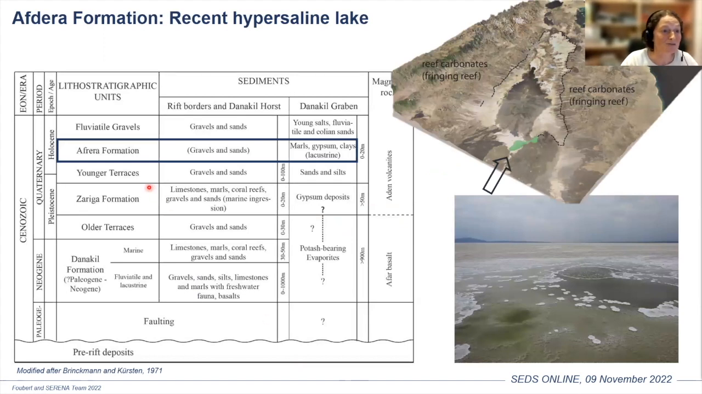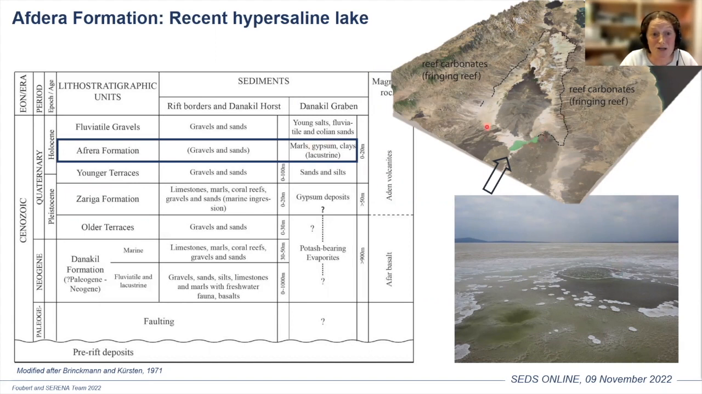I only talked for the moment about the Danakil Formation, the Dallol Formation, the evaporites in the central part of the basin. What about this very young Afdera Formation? What about the saline pan nowadays? So I have already shown you the halite-floored pan, these ephemeral lakes, that's how it looks. But I would like to take you a bit more south.